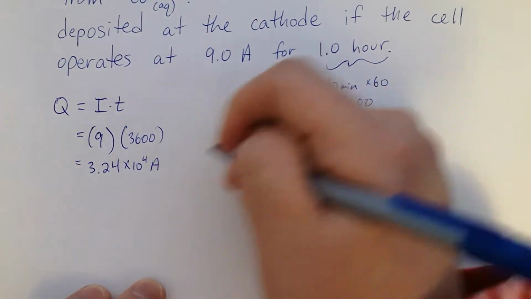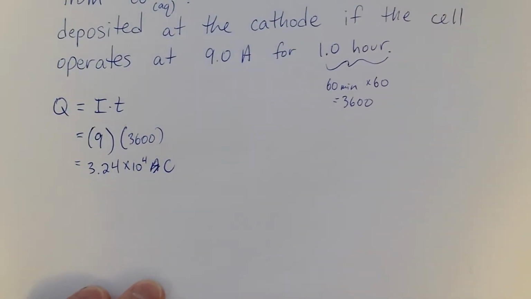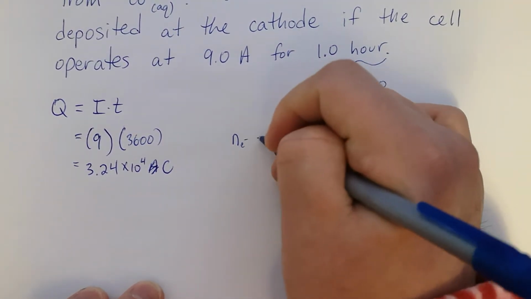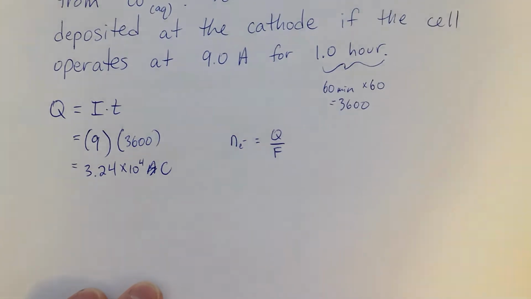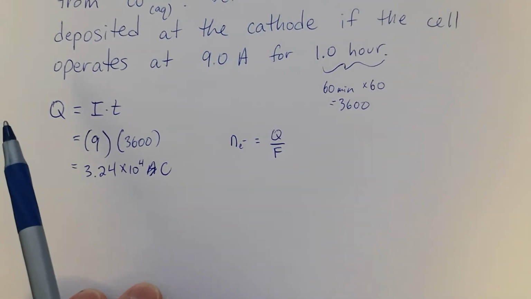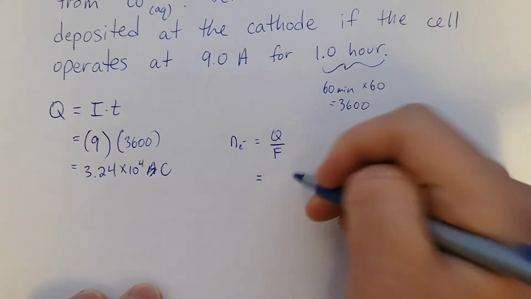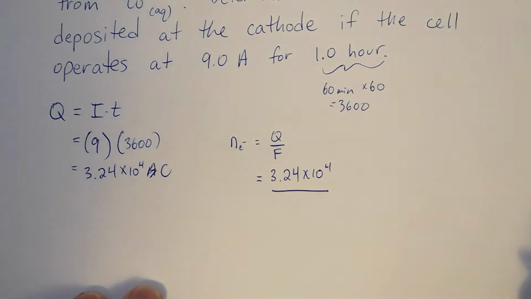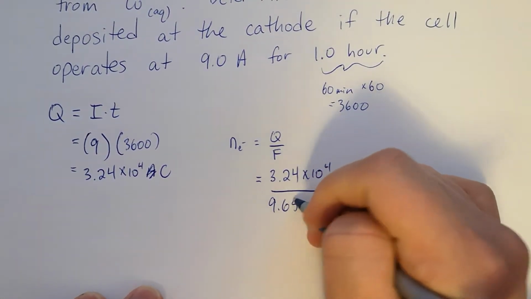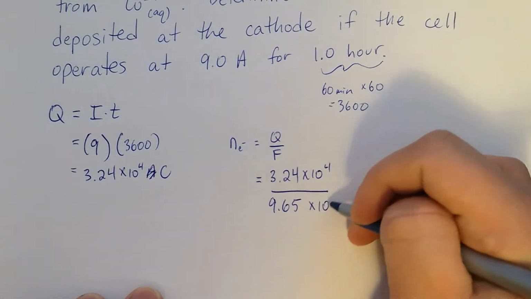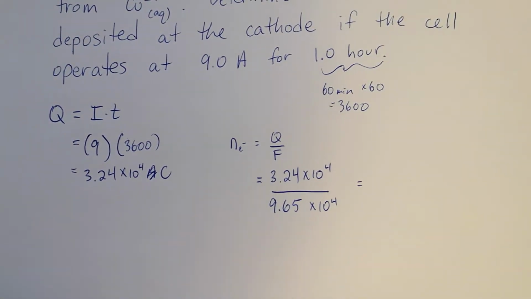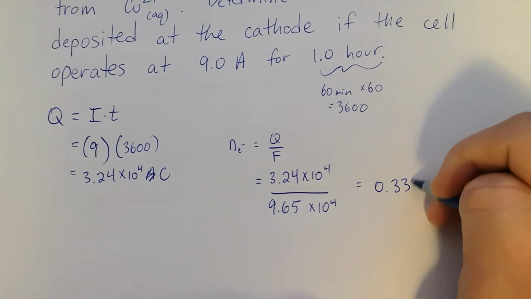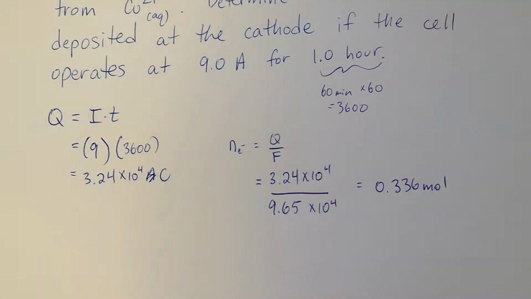We want to know, pardon me, that's coulombs. I'm going to leave that in there. Everyone makes mistakes. We want to know how many moles of electrons that's going to be. Okay, and that's just the charge divided by Faraday's constant. You could do all this at once. You could say n equals IT over F, but I'm going to do it this way. Okay, so I'm taking the total charge, dividing by Faraday's constant. Okay, I get 0.336 moles of electrons.